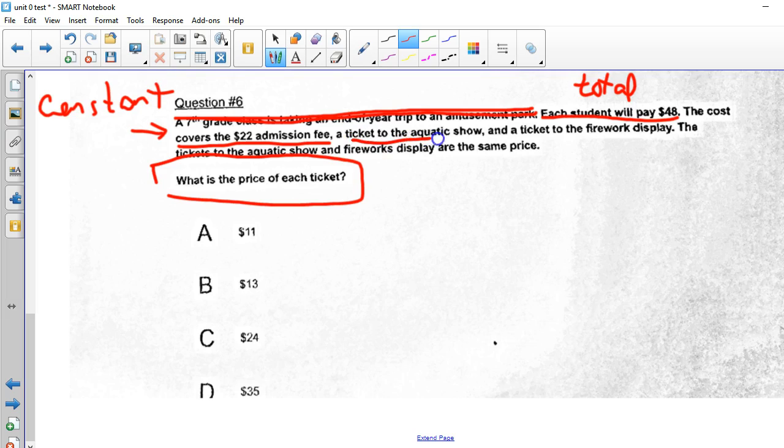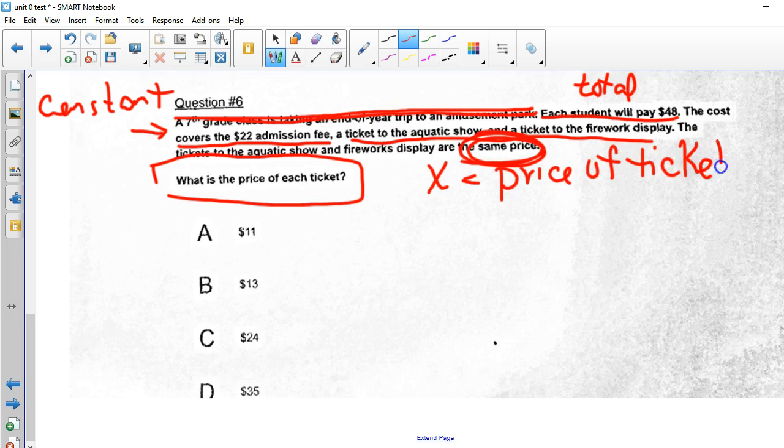It goes on and says a ticket to the aquatic show and a ticket to the fire display, but those are the same price. So there's my variable term. Let x equal the price of a ticket. And I've got how many? 2. So let's take our variable term plus our constant term. So 2x plus $22 should equal the $48 that students had to spend.